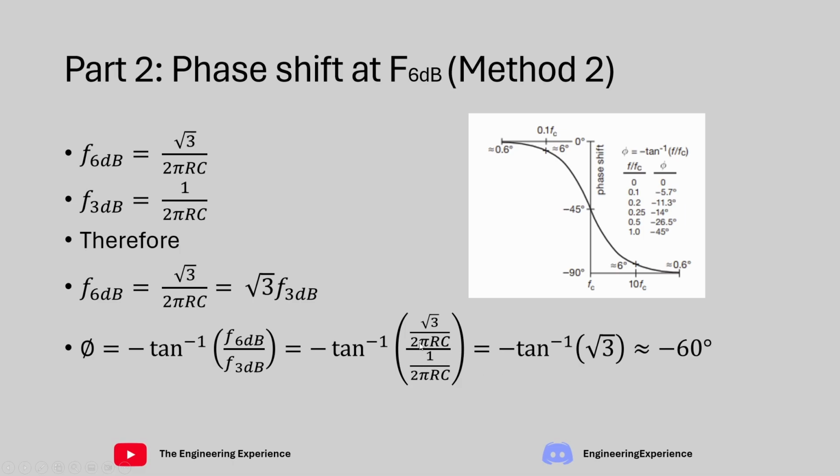Now, you will notice that you can basically cancel this out with this, and you end up with square root of 3 divided by 1. So anything divided by 1 is the answer itself. So then your phase shift is equal to minus arctan of the square root of 3. So you can see we arrived at the same answer, but this was a lot faster to get to. And obviously the phase shift at the 6 dB point is equal to approximately 60 degrees.